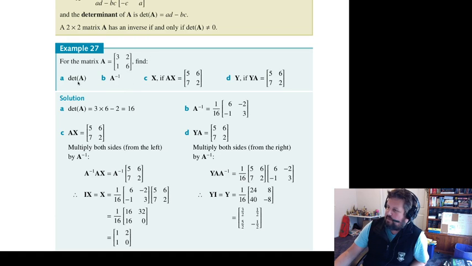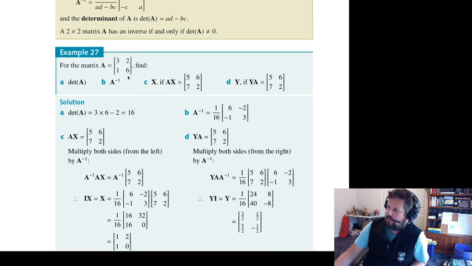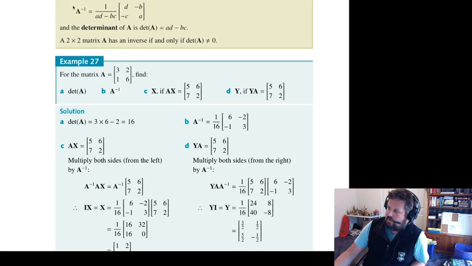Once you have the determinant, it's a little bit easier to work out the inverse. Remember, to find the inverse of A, it's 1 over the determinant. We already worked out what the determinant was in the previous question. It was 16. So it's going to be 1 over 16 multiplied by the matrix, changing these values here.